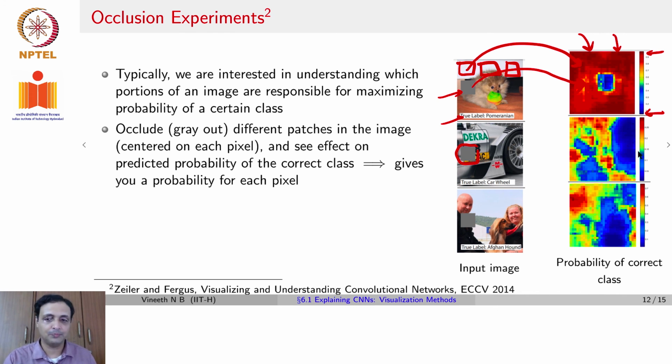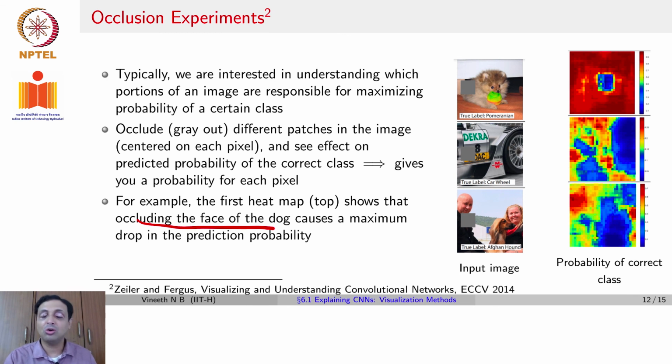is actually covered. And the third image, more challenging, has two humans and a dog in between them, which is an Afghan hound, the true label. You once again see that when the pixels corresponding to the dog are occluded by the gray patch, the probability for the Afghan hound drops low. This is even trickier because there are humans and the model could have been biased or affected by their presence, but the model does well in this particular case. So occluding the face of the dog causes a maximum drop in the prediction probability.